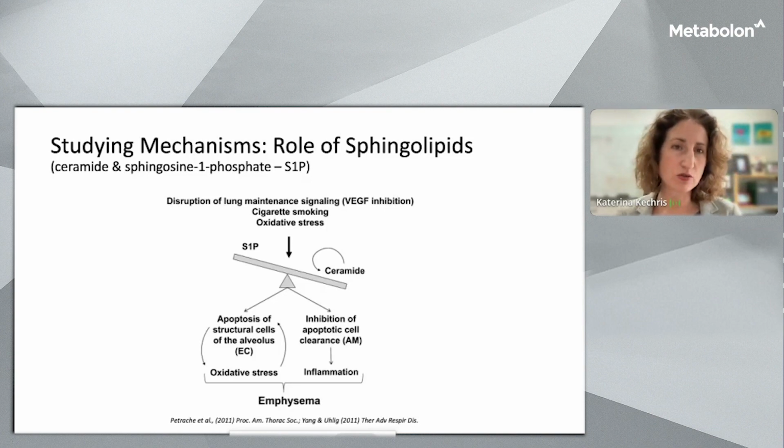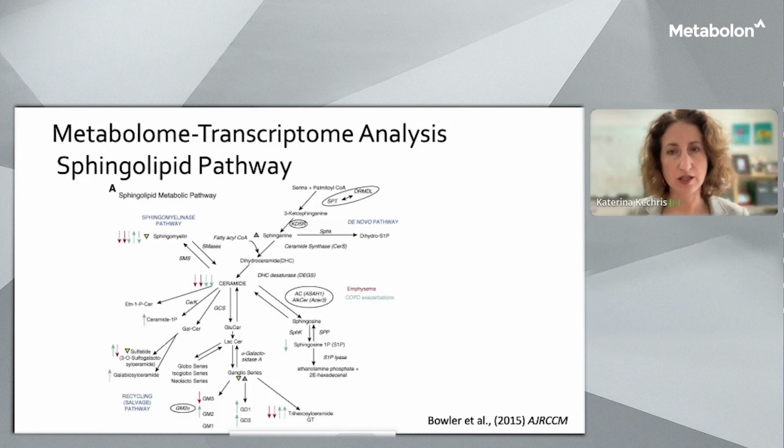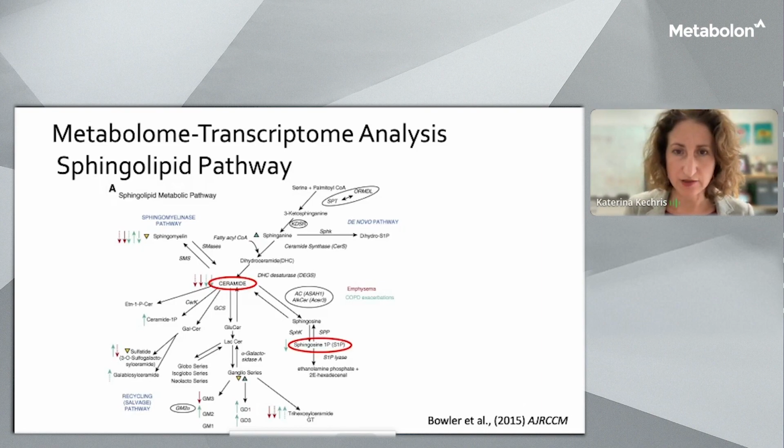However, only these two types of single lipids were studied in great detail. So that's when we started to think about metabolomic studies, and we did both targeted and untargeted to look at this pathway in more detail. And here is the metabolic pathway, where ceramide and sphingosine 1-phosphate are in red. But then we were able to fill in a lot of the gaps and look at a lot of the other sphingolipids. And you can, with the arrows, denote whether those sphingolipids were up or down related to different COPD phenotypes.